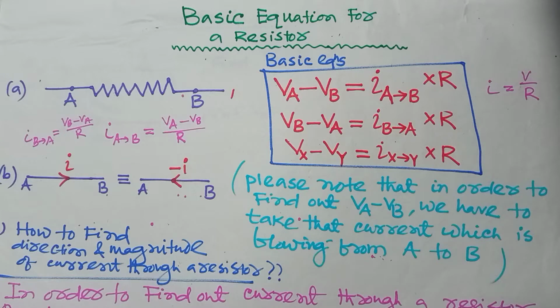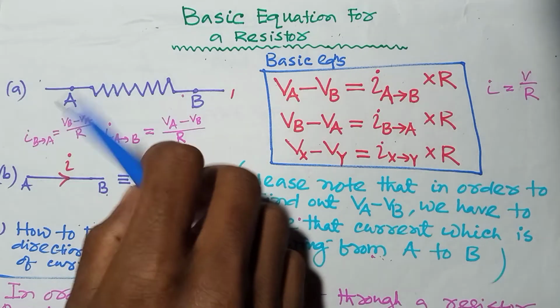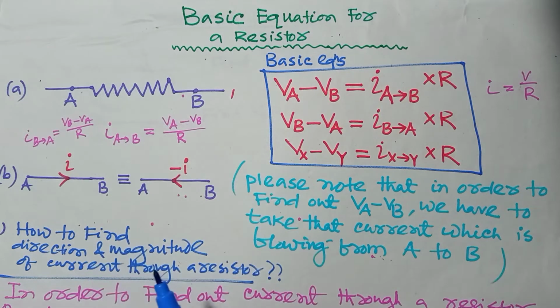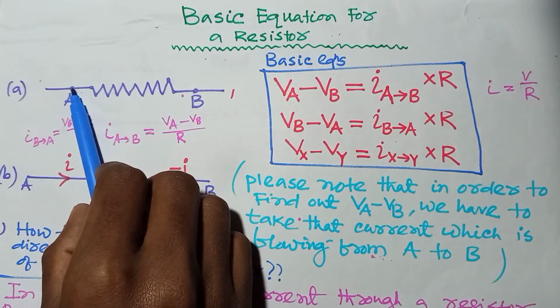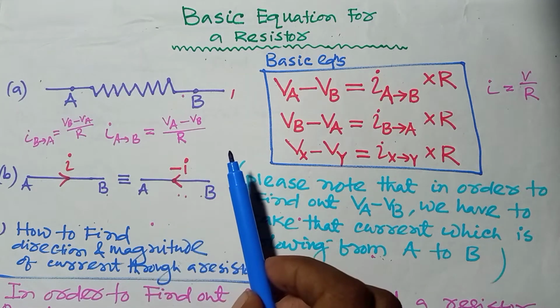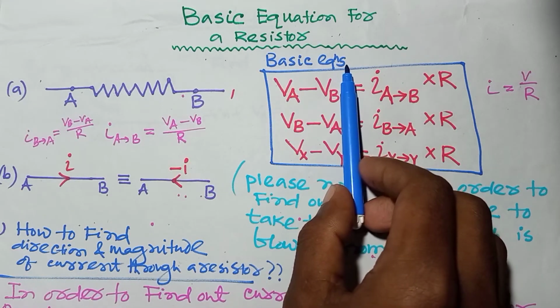In this video I am going to discuss the basic equation for a resistor. So let's start the video. Here it is a resistor, and a resistor is basically a two terminal electrical element. This is the terminal A and this is the terminal B. Here it is the basic equation for the resistor.